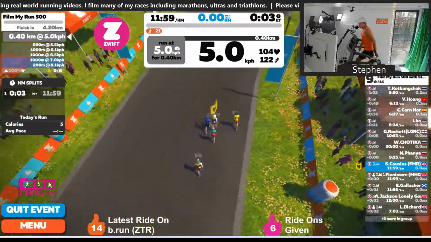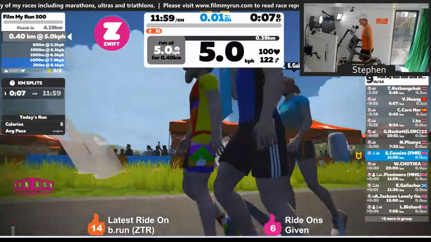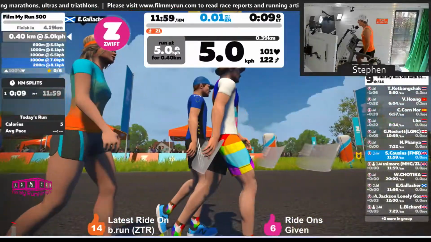Okay, there we are. The seconds have started ticking up, so we have actually started the run. But we will be walking for another 400 metres.